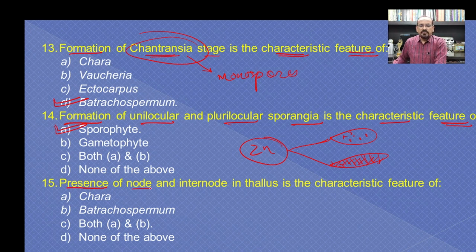Then presence of node and internode in thallus is a characteristic feature of, as we have seen in the first question while discussing the thallus of the Chara and the Batrachospermum, in which there are the node and the internode, and hence both A and B will be the answer for this question.